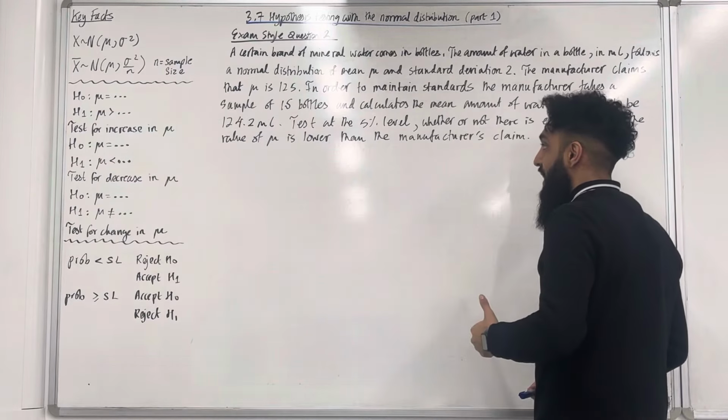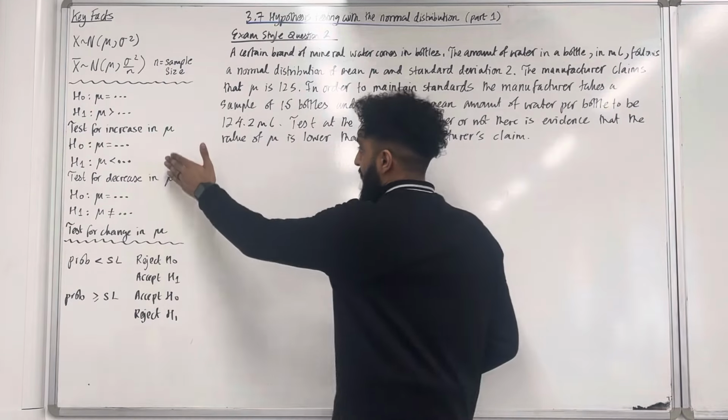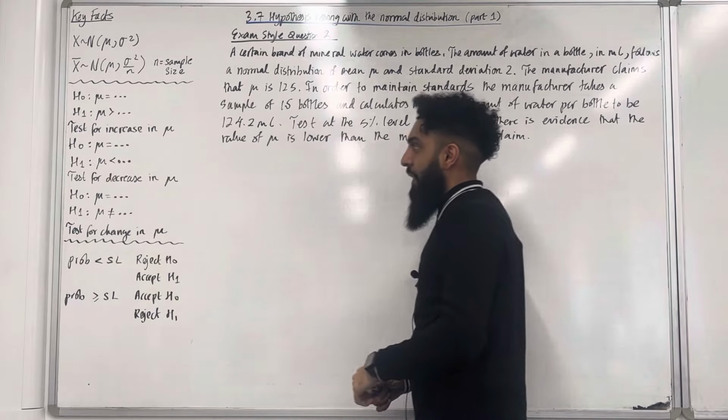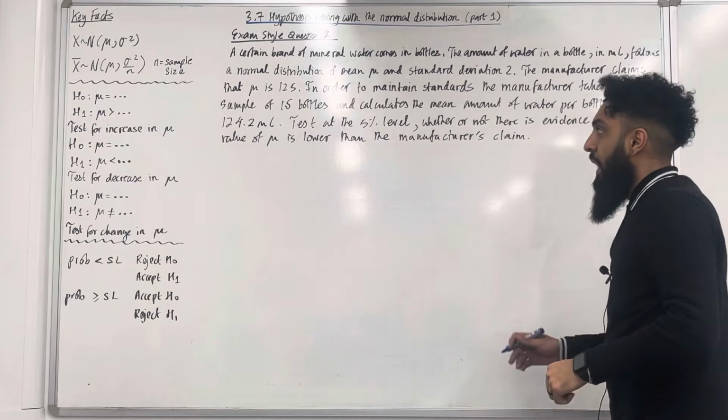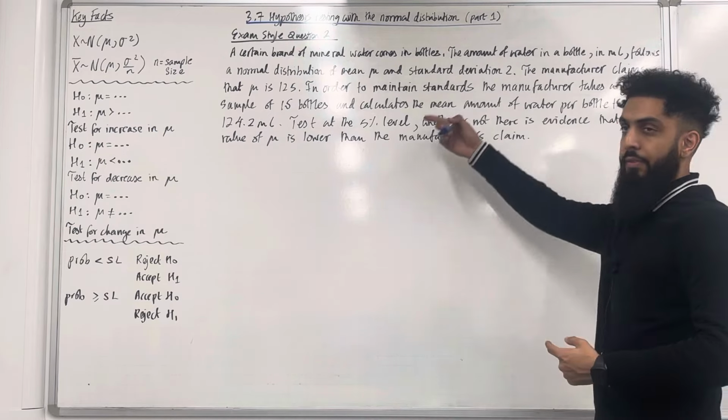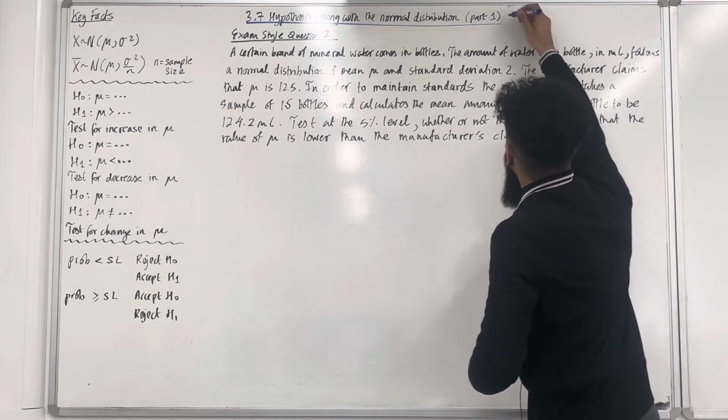We are testing for a decrease in the mean mu. So this is the hypothesis that we follow. In H1, we have mu is less than for this exam style question. Now, before I start my basic 6 steps, I'm going to take out the key facts from the paragraph. So here are my key facts.